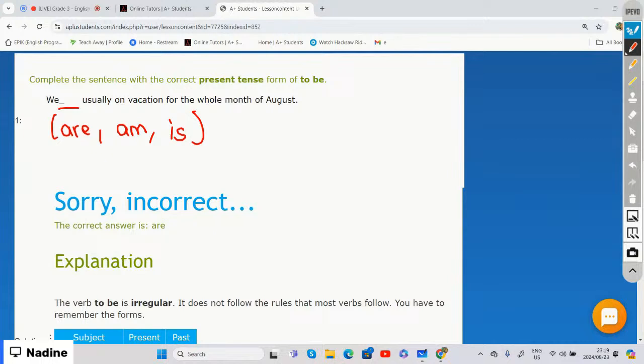And keeping in mind, like I said, if we are referring to more than one person, I specifically made mention that if we use a plural subject, we refer to more than one person, then we use are. If we're referring to a singular subject or one person, then we use is. Or if we're referring to I, then we use am.